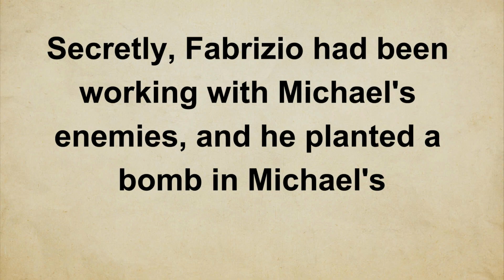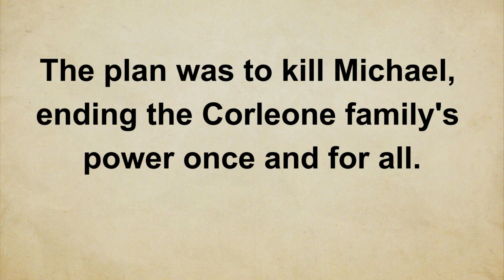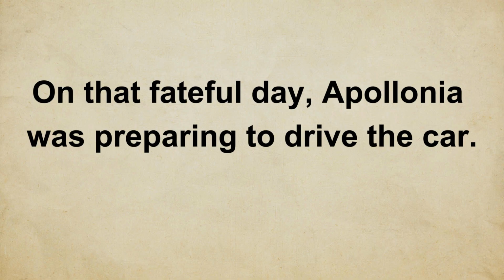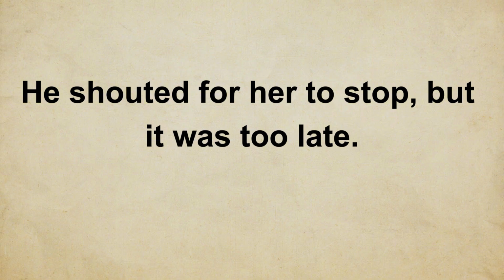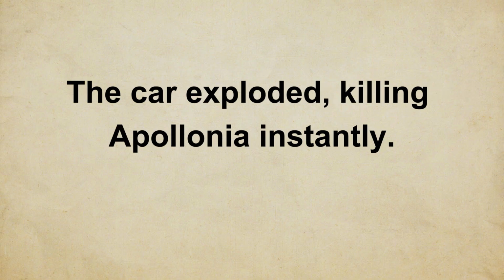Secretly, Fabrizio had been working with Michael's enemies, and he planted a bomb in Michael's car. The plan was to kill Michael, ending the Corleone family's power once and for all. On that fateful day, Apollonia was preparing to drive the car. Michael, who was nearby, saw her getting into the vehicle and realized something was wrong. He shouted for her to stop, but it was too late. The car exploded, killing Apollonia instantly.